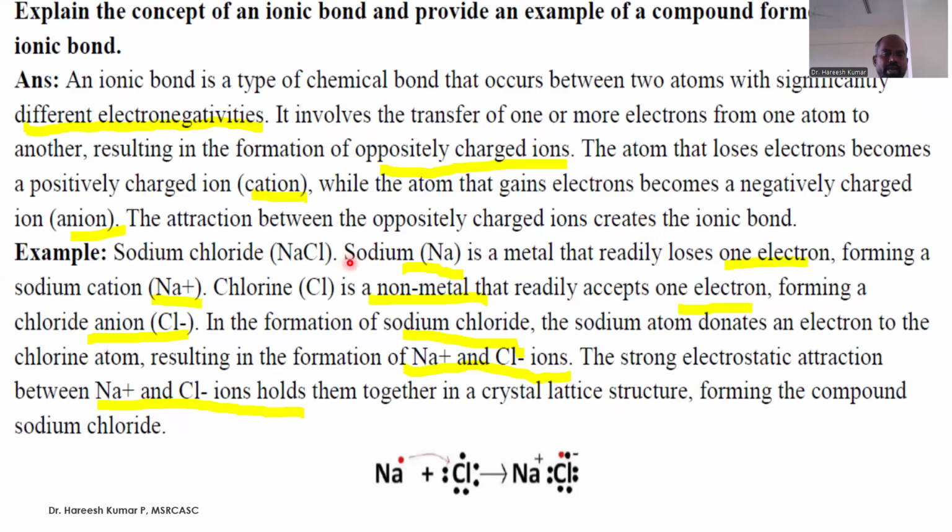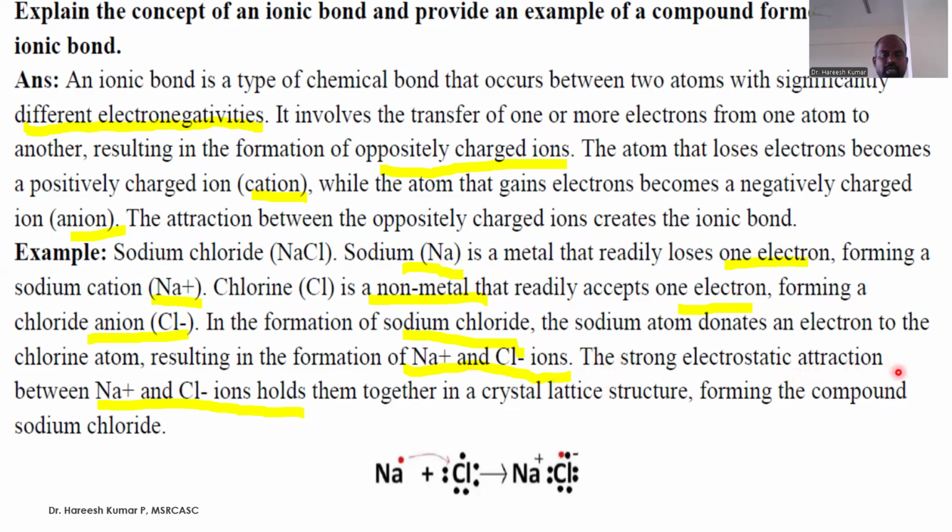Example: sodium chloride. Sodium, Na, is a metal that readily loses one electron, forming a sodium cation, represented as Na+. Chlorine, Cl, is a non-metal that readily accepts one electron, forming a chloride anion, that is Cl-. In the formation of sodium chloride, the sodium atom donates an electron to the chlorine atom, resulting in the formation of Na+ and Cl- ions.